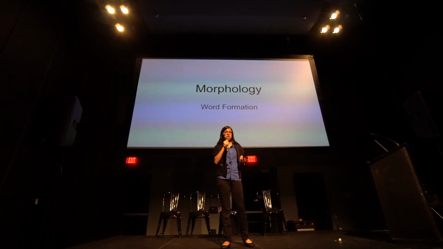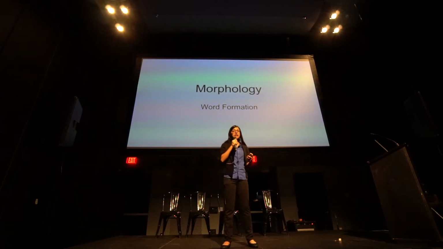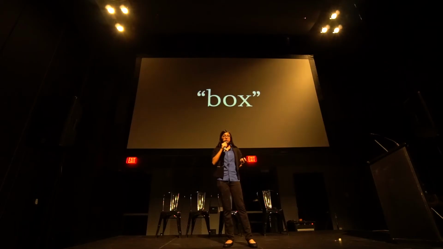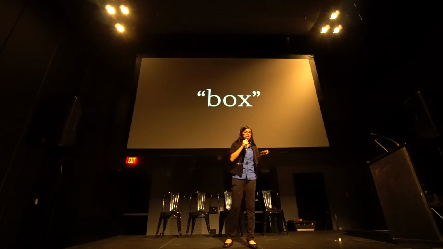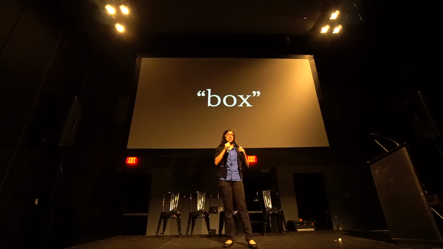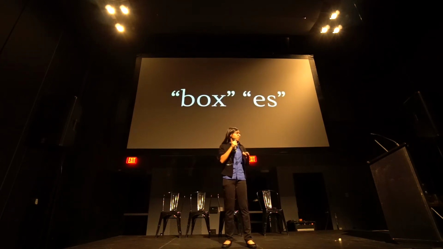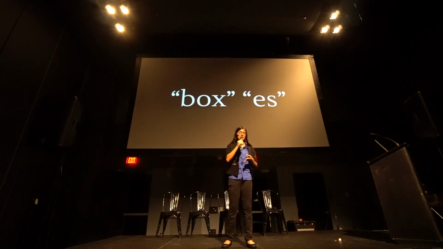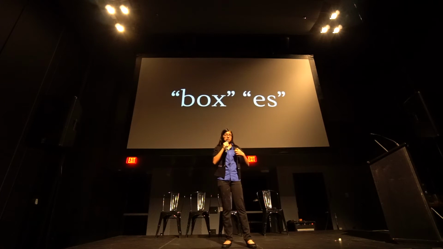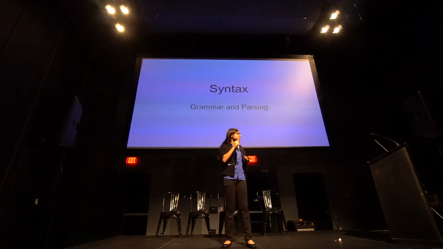Morphology is word formation. So this basically breaks down the word into suffixes, roots, prefixes, and that kind of stuff. So for example, the word box is divided into one morpheme because it doesn't have any more suffixes or prefixes. But the word boxes is divided into two because it has box and the es signifies that it's plural.